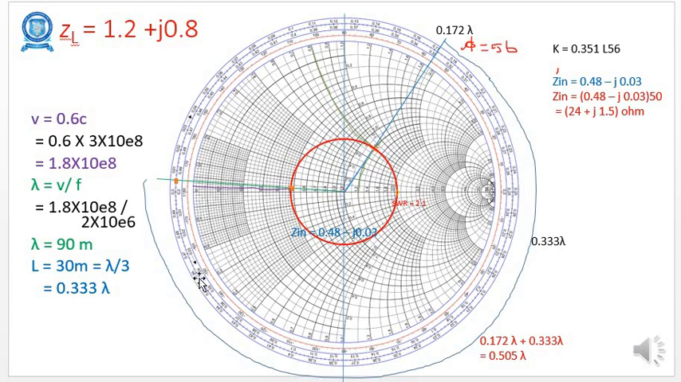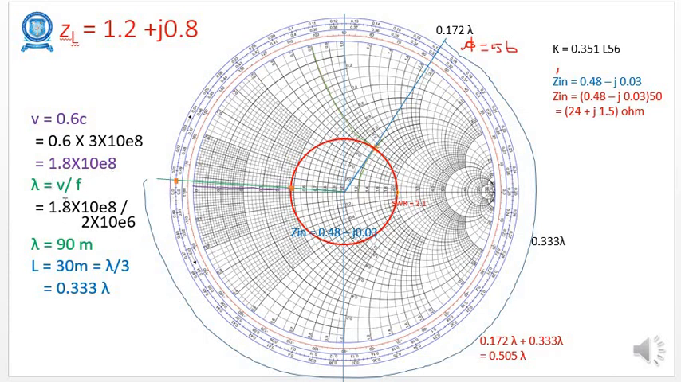Next, we are going to find the input impedance. Here, the length of the line is 30 meter. So, we have to locate the input impedance 30 meter away from this load impedance. So, find the line length in terms of lambda. For that, we first find the velocity, 0.6 into C. C represents the velocity of light in open space, that is 3 into 10 to the power 8. So 0.6 into 3 into 10 to the power 8 is 1.8 into 10 to the power 8.